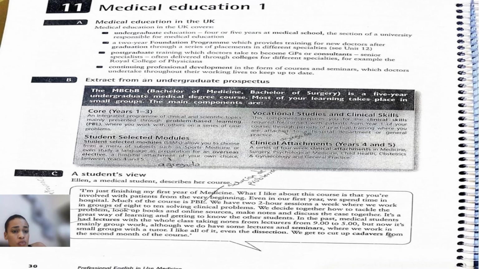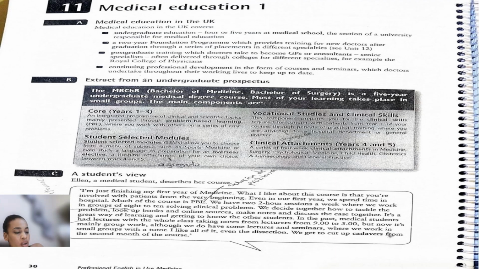3. Postgraduate training, which doctors take to become GPs or consultants. Senior specialist training is often delivered through colleges for different specialties, for example, the Royal College of Physicians. 4. Continued professional development in the form of courses and seminars which doctors undertake throughout their working life to keep up to date.